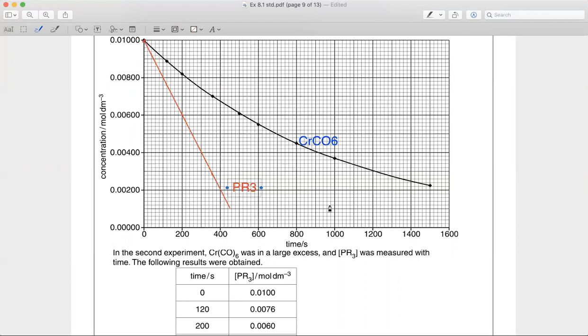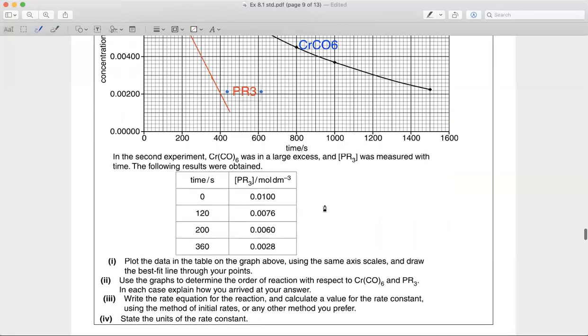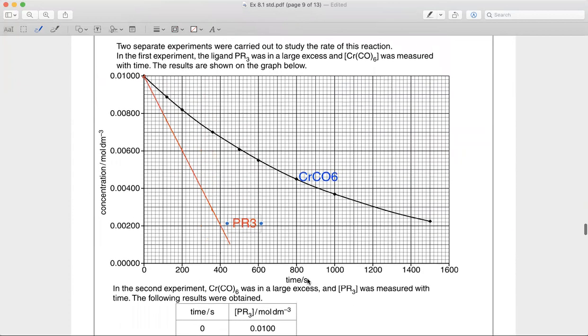Okay, right. Next, use the graphs to determine the order of reaction with respect to chromium and phosphorus. In each case, explain how you arrived at your answer. Okay, if you still remember, for a concentration time graph, there's one order that is the most significant, and it's different from the rest. Does anyone remember which one that is? Concentration time graph.